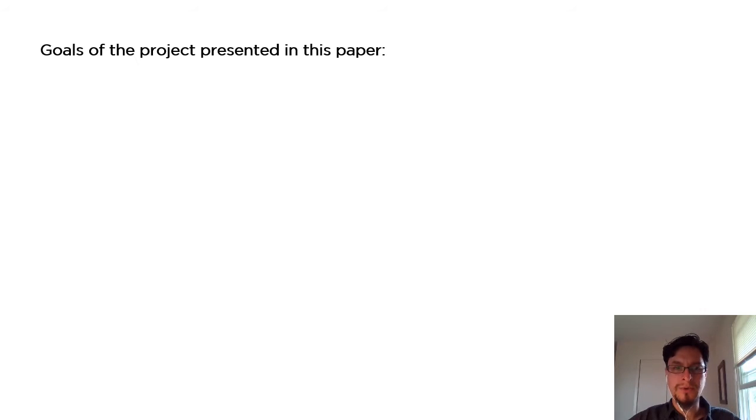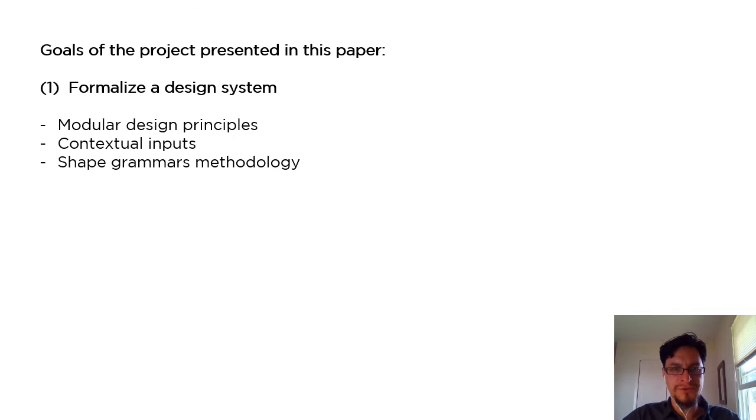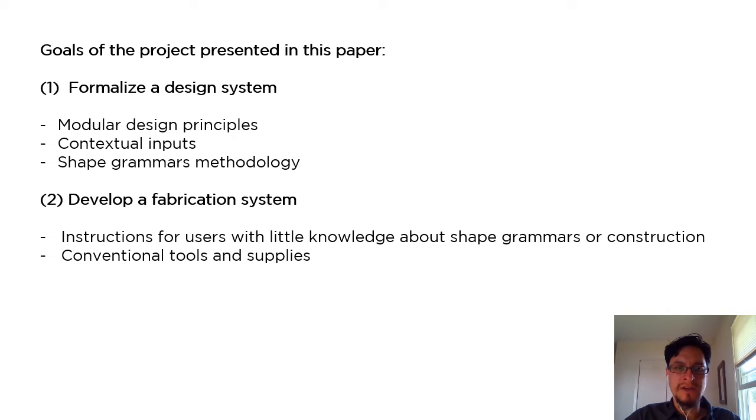The goals of the project presented in this paper are the following. First is to formalize a design system that includes the spatial and structural components of a house that can be customized and built by modules. This will be the design grammar. Second is to develop a fabrication system that generates the instructions needed to produce the building parts, in this case, wall panels made of wood parts and cardboard components. This will be the fabrication grammar.